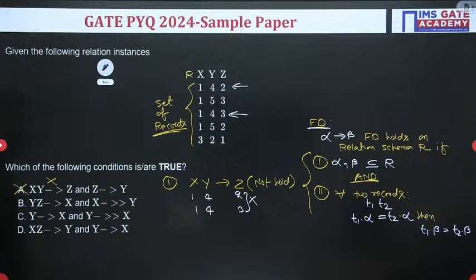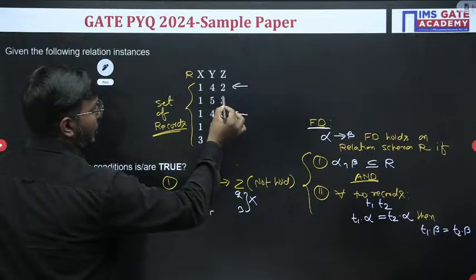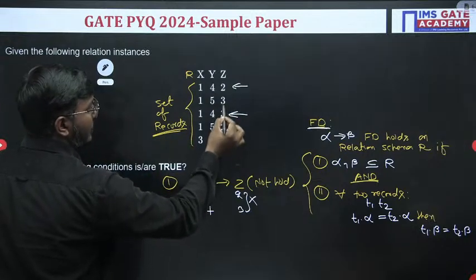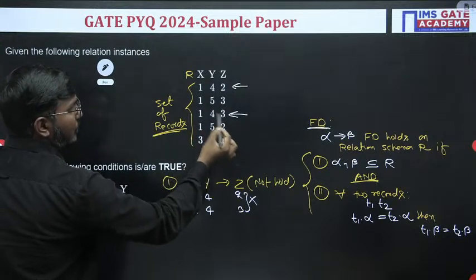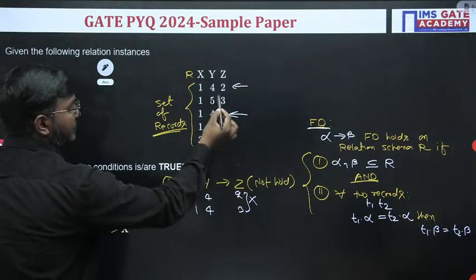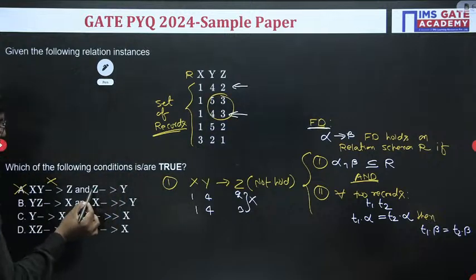Option A is not correct. Or if you want to check here, does z determine y, does it hold or not? Simply check here. See, two records with the same z value, but the y value is not the same. It means for these two records, z determining y does not hold here. This is also incorrect.